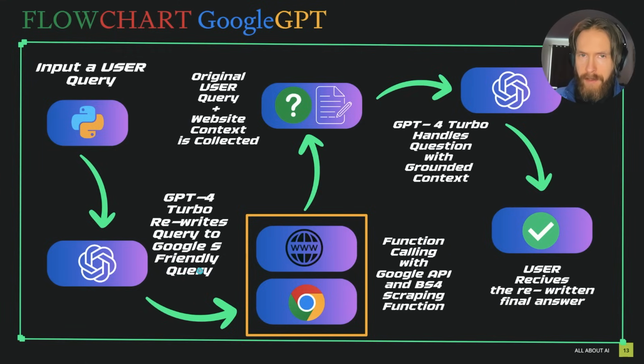This Google search friendly query will be sent to our Assistants API that has some function calling that calls up the Google search API function and the Beautiful Soup 4 scraping function. So the Google search API returns a URL that we go and scrape, and we collect the context from that website. Before we move on, I want to show you how this works, because you can see here the original user query plus website context is collected.